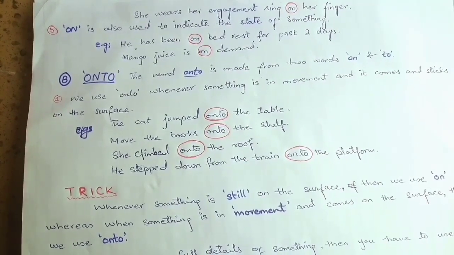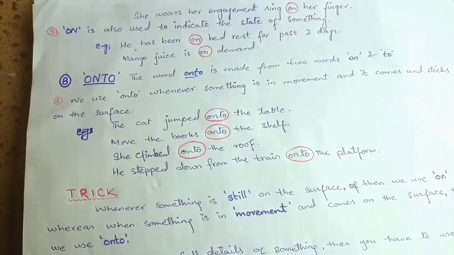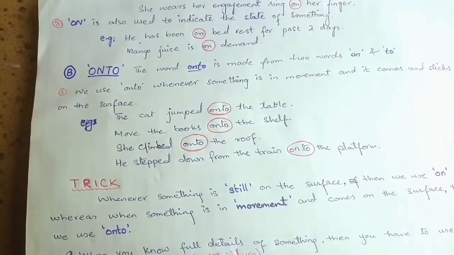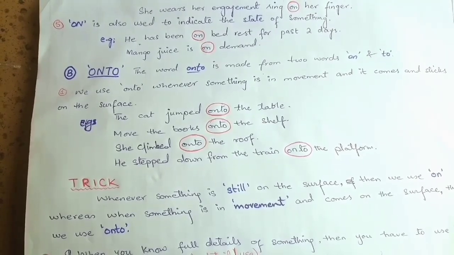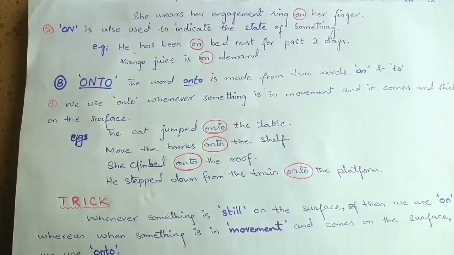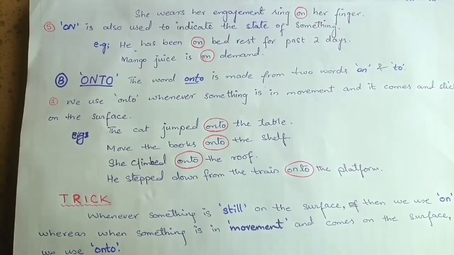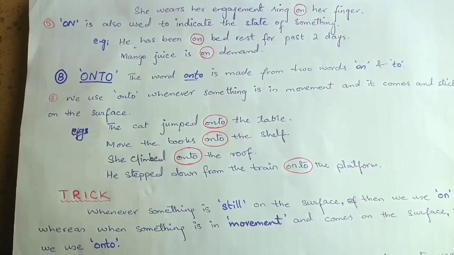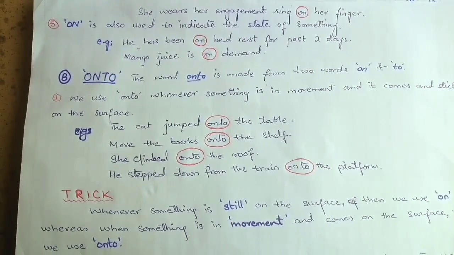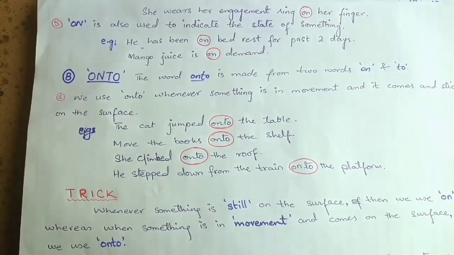And the fifth usage of on is that on is also used to indicate the state of something, that is, how much the thing is on demand. For instance, he has been on bed rest for 2 days. Mango juice is on demand. So these two sentences are indicating the state of something.